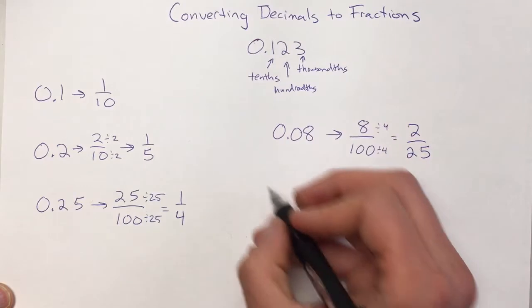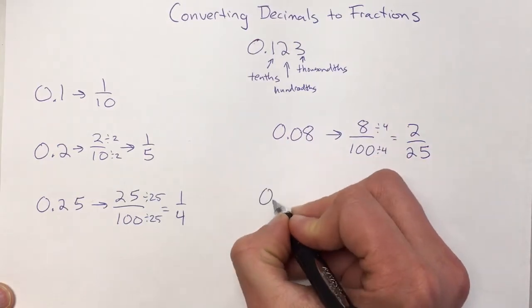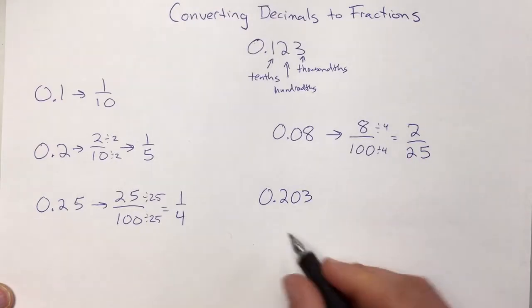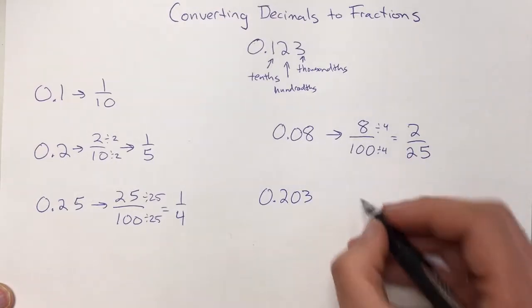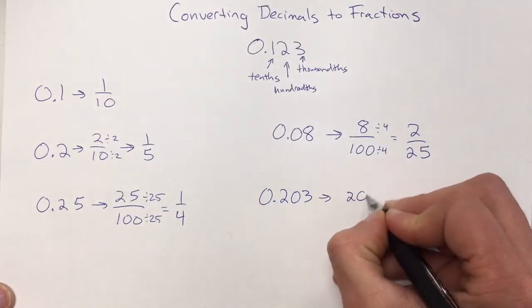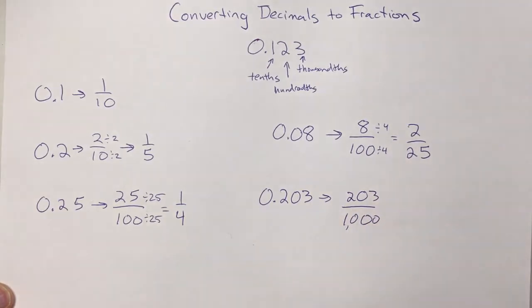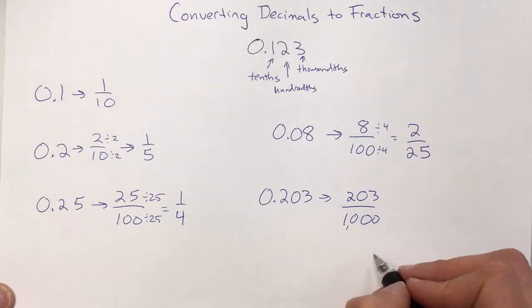I'll do one example with thousandths. So let's say you had 0.203 or 203 thousandths, because it's 3 digits over. So I'd write 203/1000. In this case, I cannot simplify, so this would be my final answer.